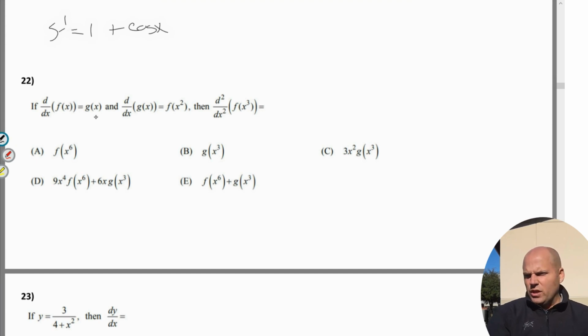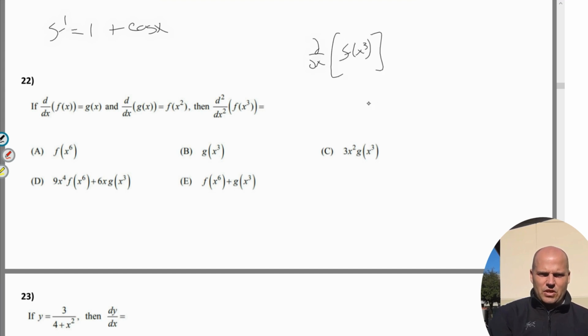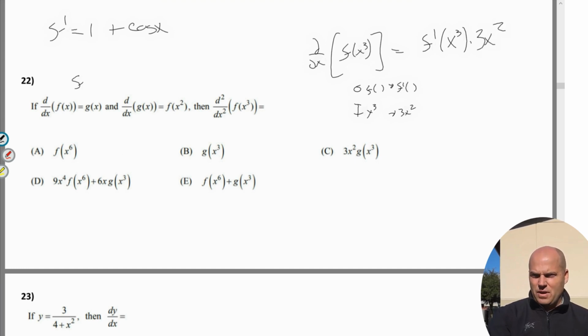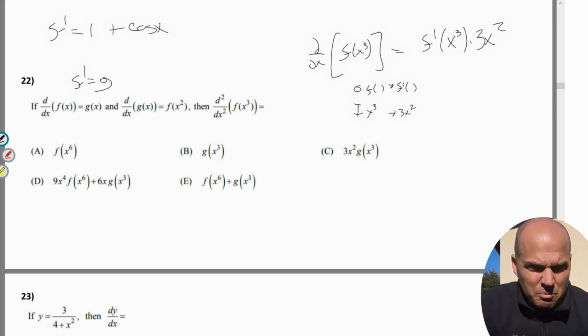If the derivative of f is g, and the derivative of g is f of x squared, what is the second derivative of f of x cubed? This one's tricky. We start with f of x cubed, and we take the derivative using an O and an I: I got f parentheses and an x cubed, and I got f prime parentheses, and I got 3x squared. So the first derivative is f prime of x cubed times 3x squared. And you could say that f prime equals g, but I'm going to leave it like that.